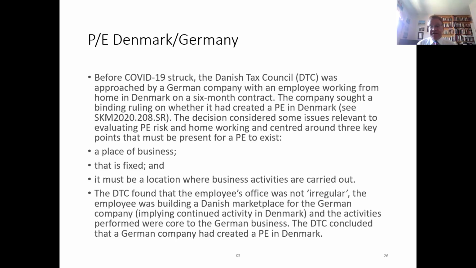A place of business that is fixed. It must be a location where the business activities are carried out. The Danish Tax Council found that the employee's office was not irregular. The employee was building a Danish marketplace for the German company, implying continued activity in Denmark, and the activities performed were core to the German business. The Danish Tax Council concluded that the German company had created a PE in Denmark. Not surprising in my view, but note this was in a home.